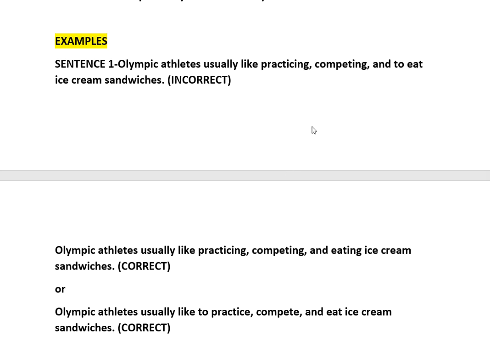So, in order to keep this structure parallel, we have to maintain every part the same. Fine. Every part or clause should be identical. The phrases should be identical. So we cannot mix gerunds and infinitives together. Did you get my point? So we can say practicing, competing, and eating. This can be correct. We are using all gerund forms.